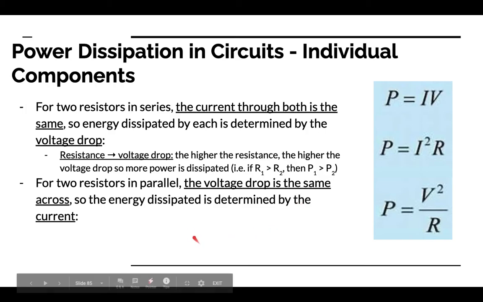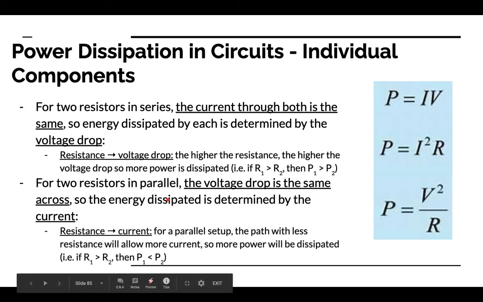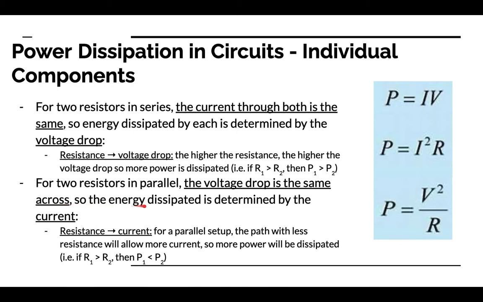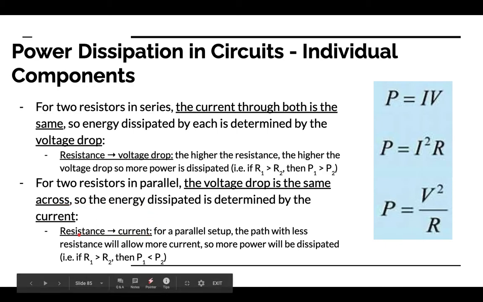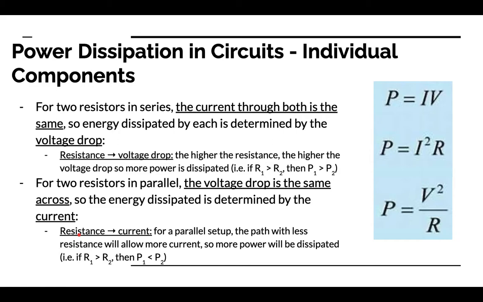If you have two resistors in parallel, the voltage drop is the same across both, so the energy dissipated is determined by the current. Because the voltage drop is the same, you have to focus on what is different between the two, which would be current. So we look at the resistance of each individual component to determine which one current is flowing more through.